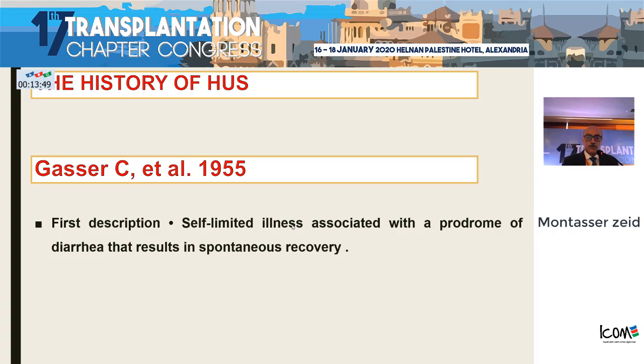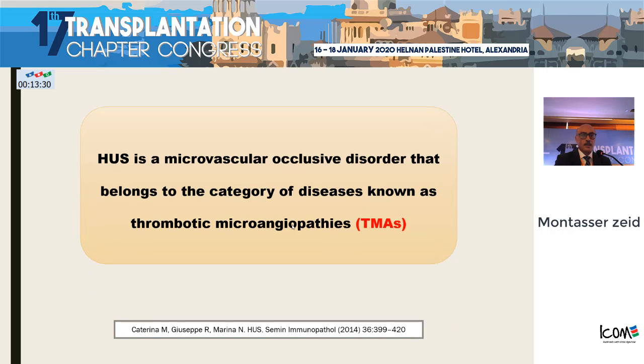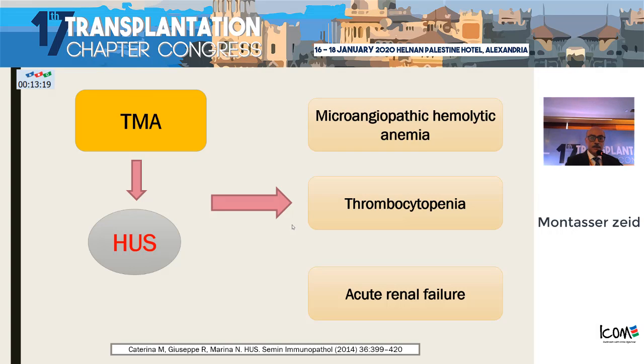The first description of atypical hemolytic uremic syndrome was done by Gasser et al. in 1955, and he described this disease as a self-limited illness associated with a prodrome of diarrhea that results in spontaneous recovery. Hemolytic uremic syndrome is a microvascular occlusive disorder that belongs to the category of diseases known as thrombotic microangiopathies, and hemolytic uremic syndrome is characterized clinically by microangiopathic hemolytic anemia, thrombocytopenia, and acute renal failure.